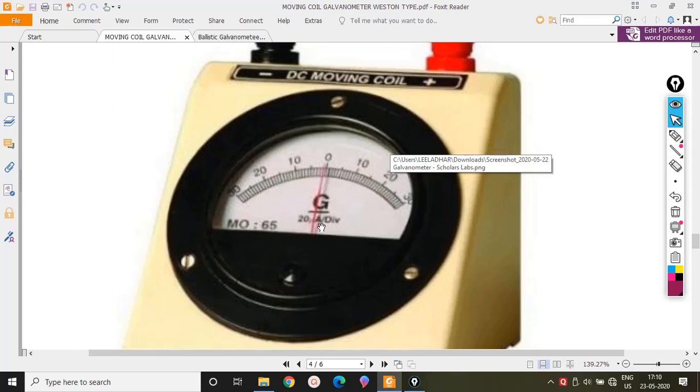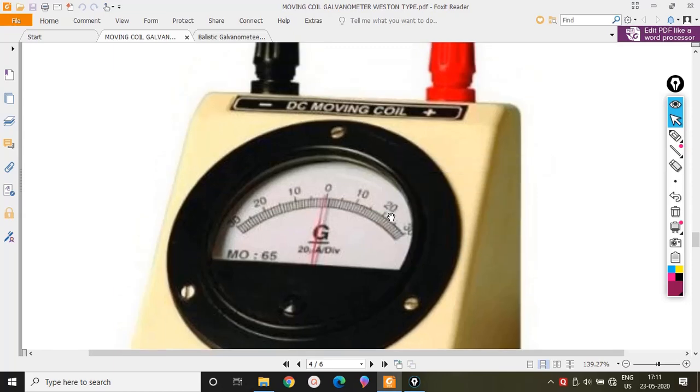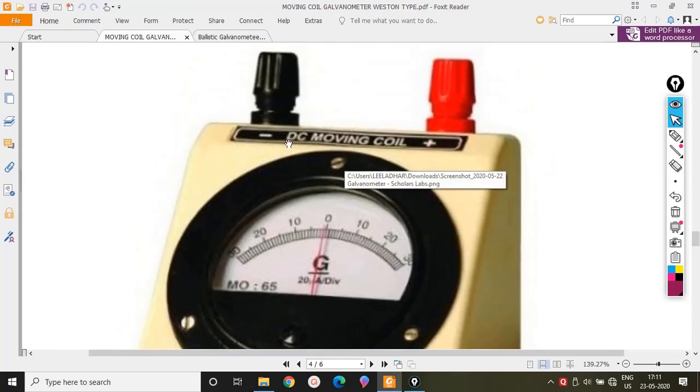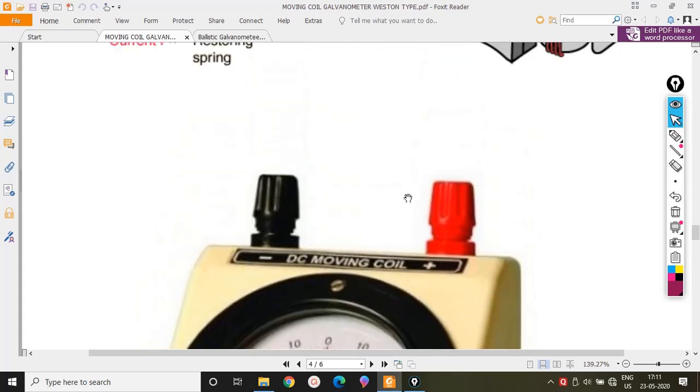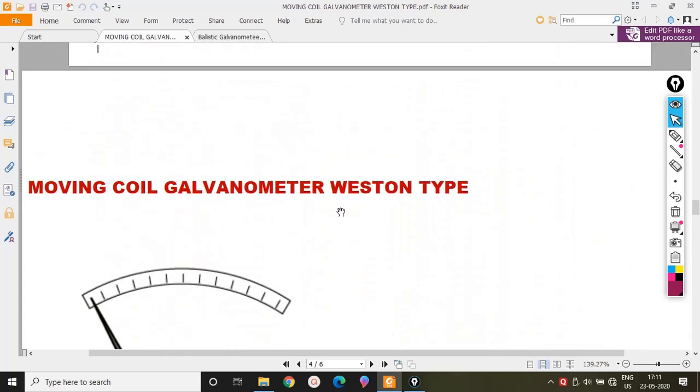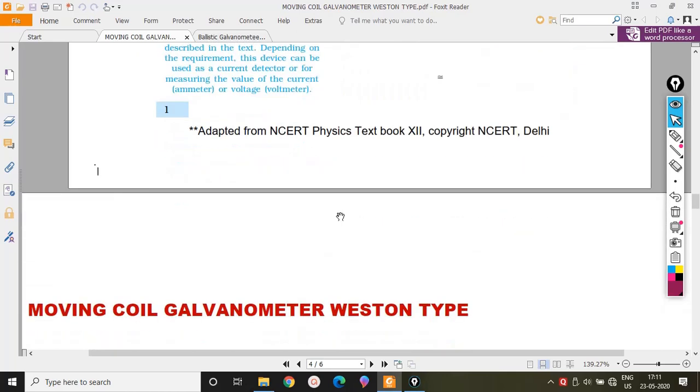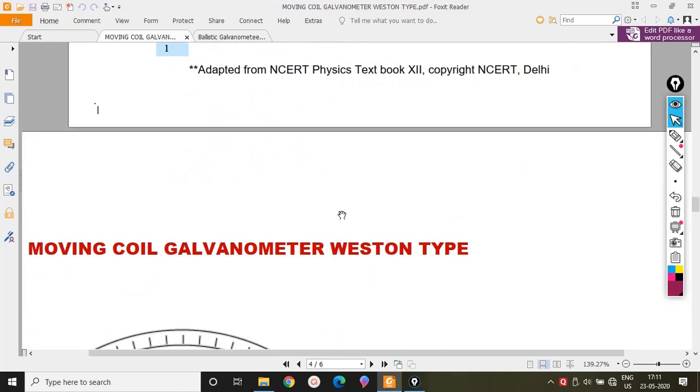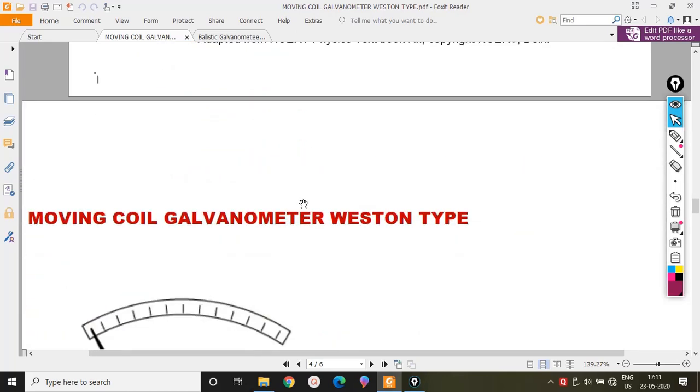This galvanometer has 20 microampere per division sensitivity, that is, 20 microampere current is enough to produce one small deflection in this moving coil galvanometer. You will see that it is a DC moving coil because it can detect direct current. So this is how you have the Weston type moving coil galvanometer.